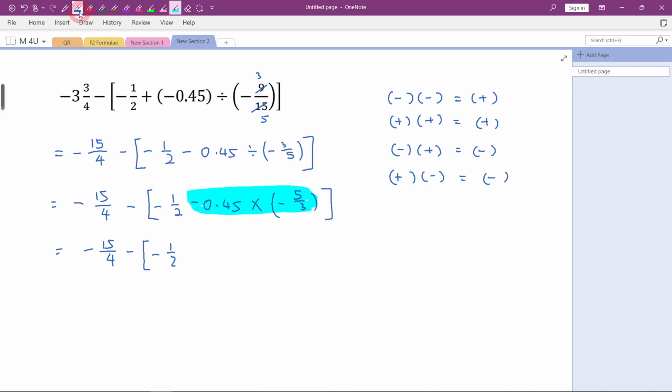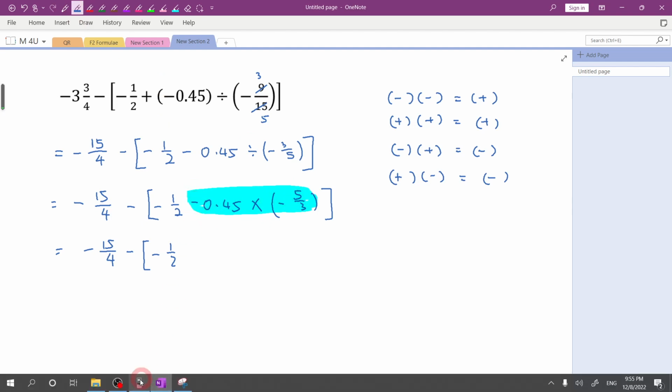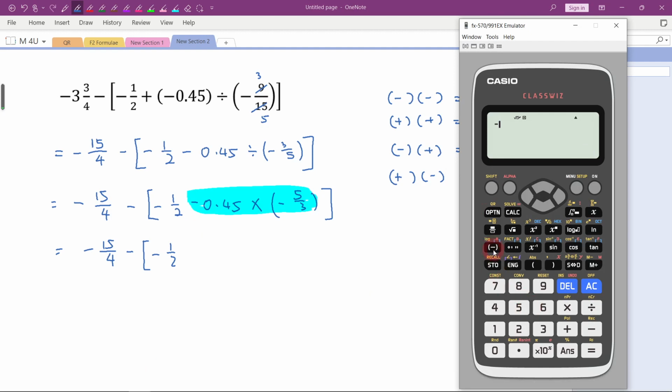If you want to press your calculator, you can just press it together with a negative sign. Let's say press negative 0.45 times negative 5 over 3, then press equal, 3 over 4. When you see 3 over 4, it means positive, so you just write positive 3 over 4.